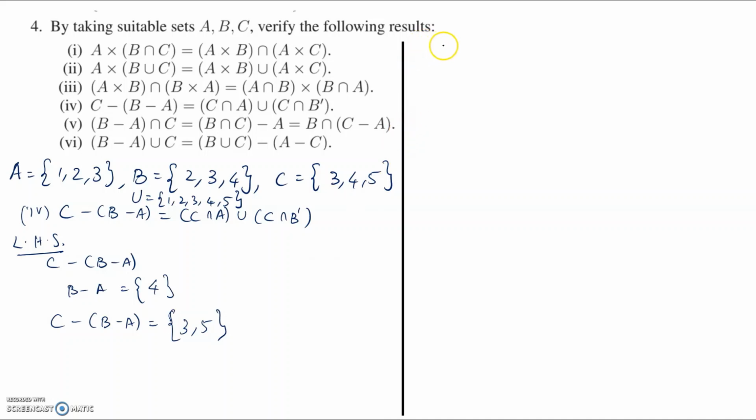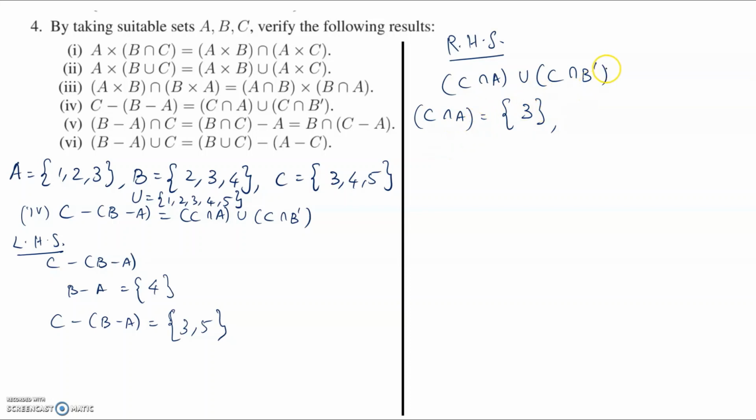Now let's take the right hand side. So in the right hand side, we need to find C intersection A union with C intersection B dash. So let's take C intersection A first. So that will be equal to, what are the elements which are common to C and A? That's only 3.